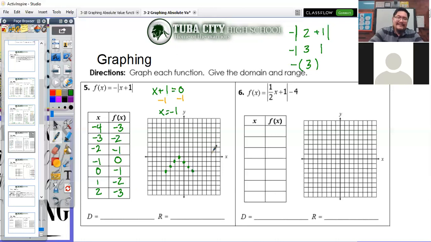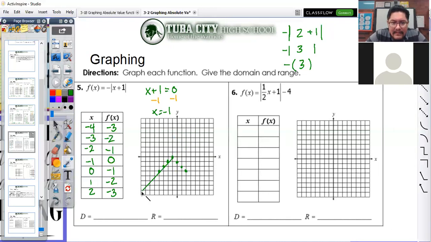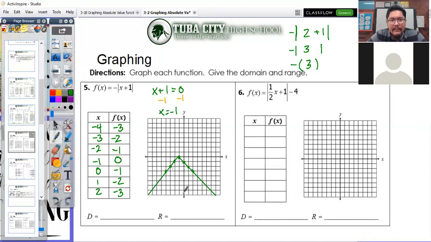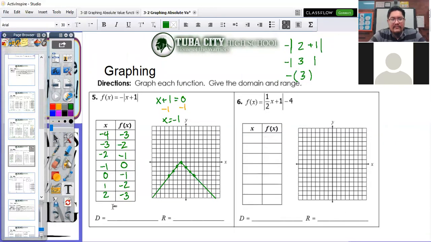Whew. Okay. It looks kind of the same, doesn't it? I mean, it looks sort of like a regular V absolute value function, but it's opening downwards. Maybe if I have some time, I'll go over showing you that. But anyway, let's go ahead and get this one finished up.